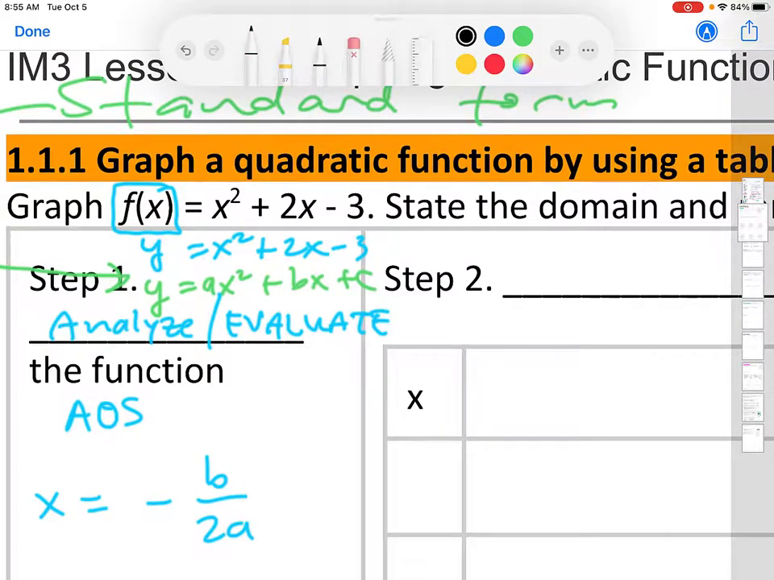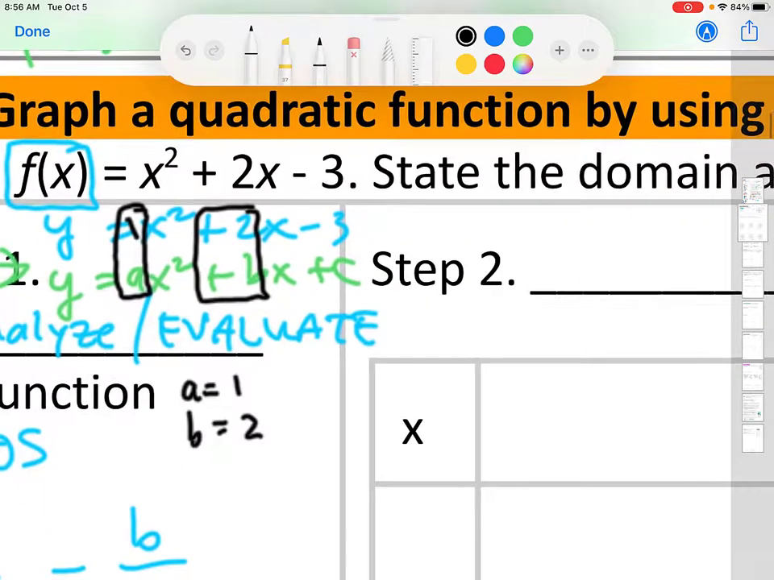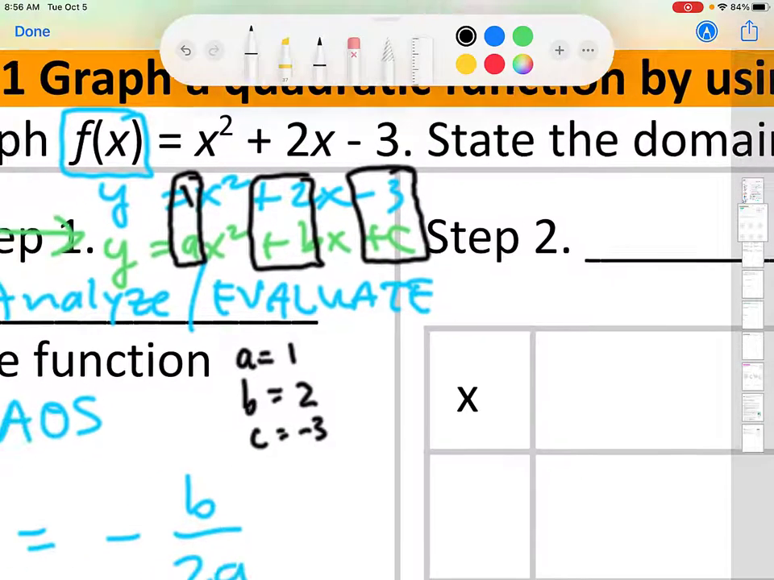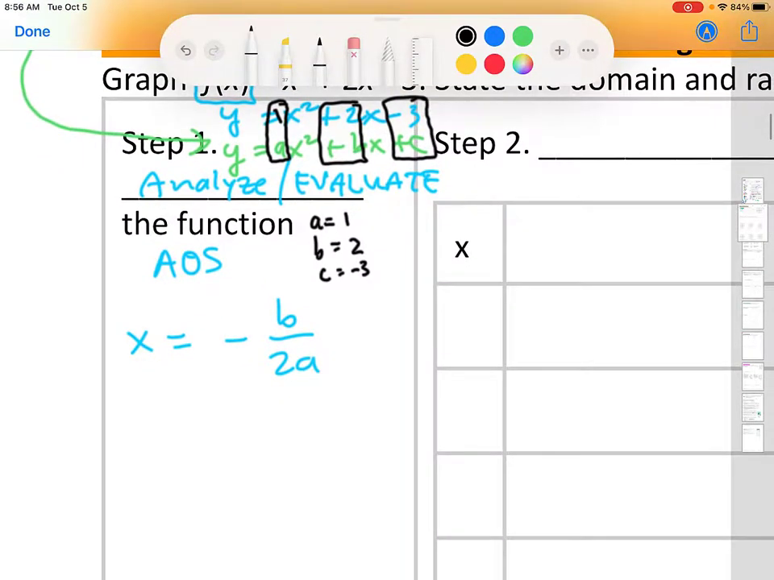And basically what I'm going to do here is figure out, well, a is in front of x squared. So that means a equals 1. It is the number in front of x squared. There is no number, it is not 0, because 0 times anything is 0, so it is a 1 there. A is equal to 1. Right here, b is equal to 2. It is the coefficient or number in front of x. And the c value is by itself here. That is a minus 3. So if it has a negative, then you have to include it.